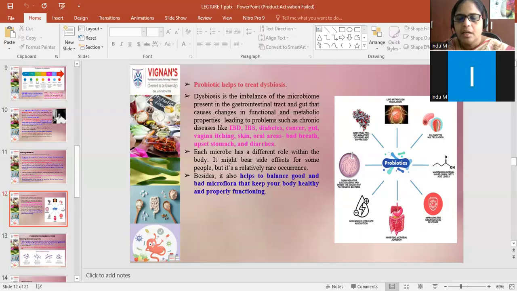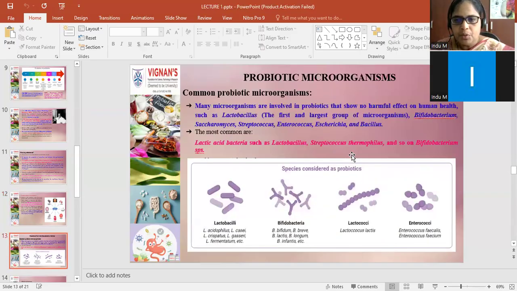These are treated by probiotic microorganisms. So these probiotics help balance the good as well as the bad microflora present in the gut system and keep your body healthy and properly functioning. Coming to the probiotic microorganisms: what are these probiotic bacteria? What are these beneficial bacteria?